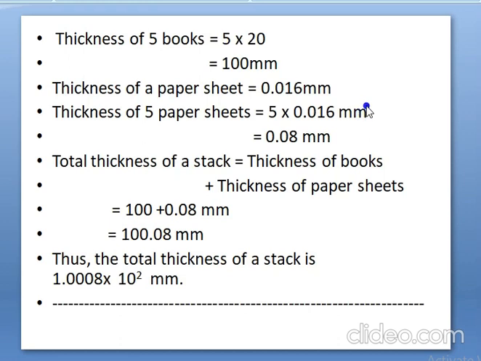Total thickness of the stack equals thickness of the books plus thickness of paper sheets, that is 100 plus 0.08 mm. So that will become 100.08 mm. Thus, the total thickness of the stack is 1.0008 into 10 to the power 2 mm. Now, chapter 12 is over.